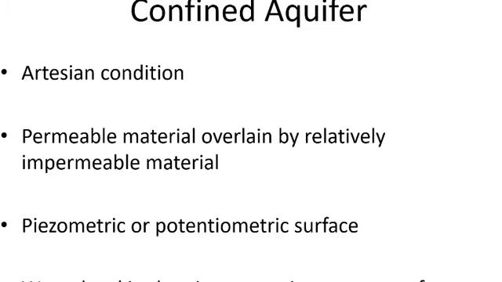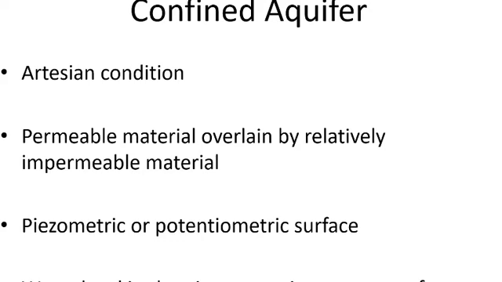In case of a confined aquifer, we have artesian conditions: permeable material overlain by a relatively impermeable material, and the piezometric or potentiometric surface exists as the topmost layer. In the previous case of the unconfined aquifer, it was the phreatic surface, and at the phreatic surface the pressure was the same as atmospheric pressure. But in this case, it is under pressure, the hydrostatic pressure.